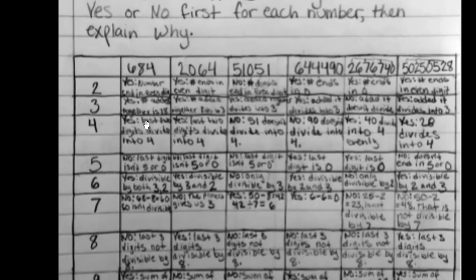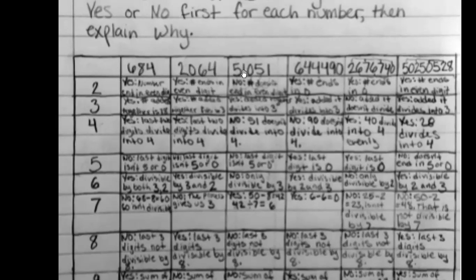So what we have to look at is these. Is this number divisible by 2 and 3? And we see, yes, both of them are. So therefore, this is also a yes. Now, is 2064 divisible by 6? Is it divisible by 2 and 3? We see yes, and we see yes. So therefore, yes, it is.